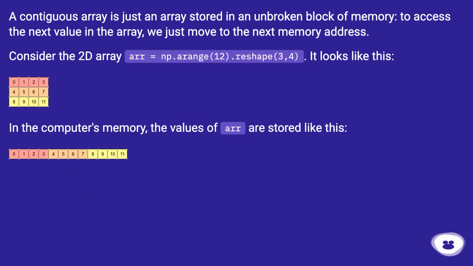A contiguous array is just an array stored in an unbroken block of memory. To access the next value in the array, we just move to the next memory address. Consider the 2D array R = np.arange(12).reshape(3,4). It looks like this. In the computer's memory, the values of R are stored like this.